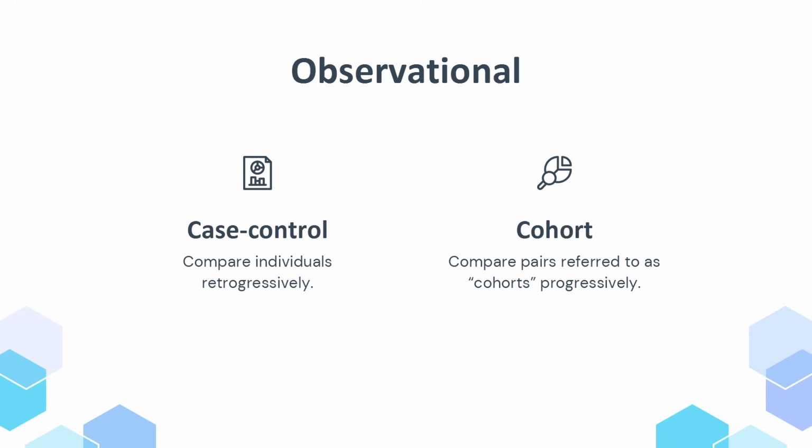And then you have your cohort study, which typically compares pairs referred to as cohorts progressively. So basically, case control studies are retrogressive, meaning we start at the end and we gather data through medical histories and interviews, whereas your cohort study, on the other hand, can be done progressively and retrogressively. So either way, you can start from the moment of exposure going forward, or from the moment that they heal going backwards.